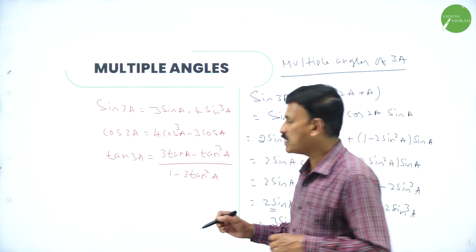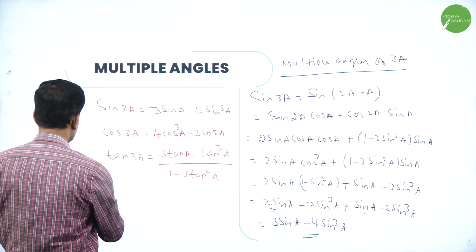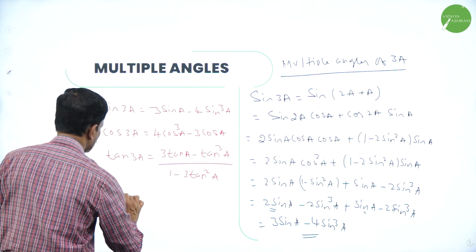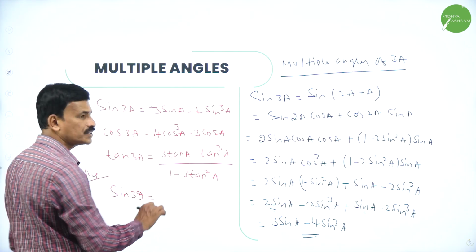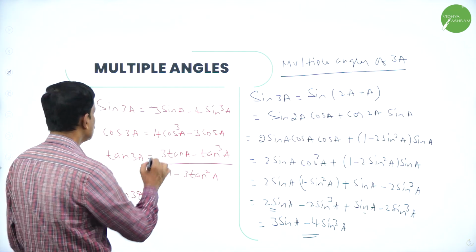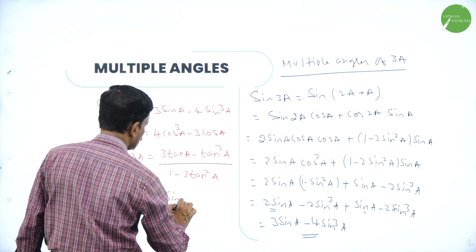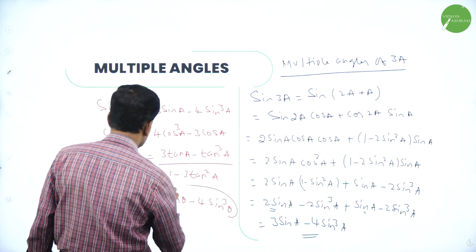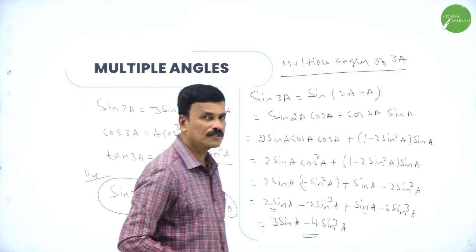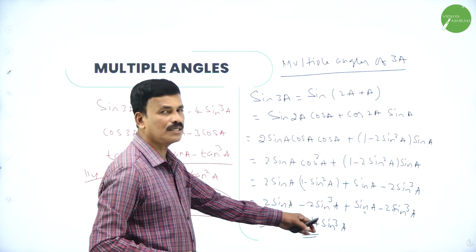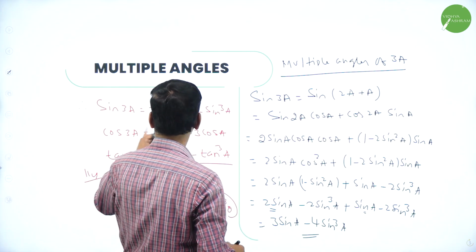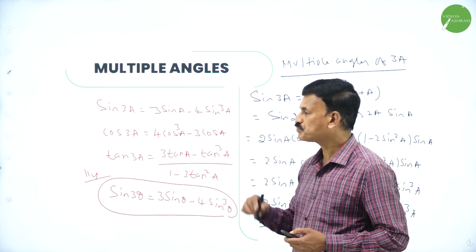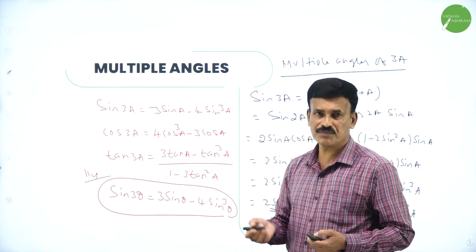Suppose if A is replaced by theta, what will you get? Similarly, if A is replaced by theta, we will get sin 3 theta, cos 3 theta and tan 3 theta. Sin 3 theta is equal to 3 sin theta minus 4 sin cube theta. So in the examination they may ask, prove that sin 3A is equal to 3 sin A minus 4 sin cube A, or cos 3A is equal to 4 cos cube A minus 3 cos A. Right. Okay. Now, based on this, let us take few problems.